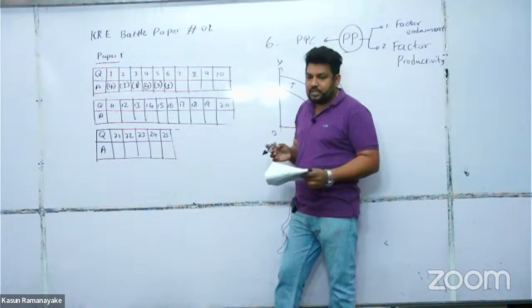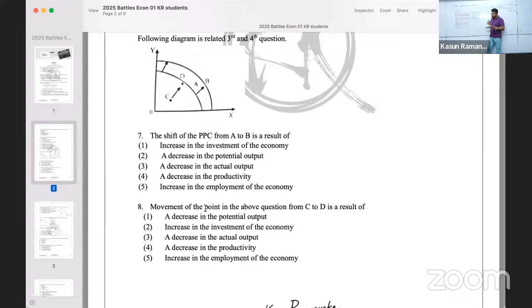Right. Look at the answers now. First one, increasing investment of the economy. Increasing what? Investment of the economy. We discussed investment. Investment is a process of generating capital assets for the country. Construction of buildings, purchasing machines, construction of harbors, that is called what? Investment. When investment happens, what happens? Factor endowment increases. Available resources in the country will increase due to the increase in infrastructure.